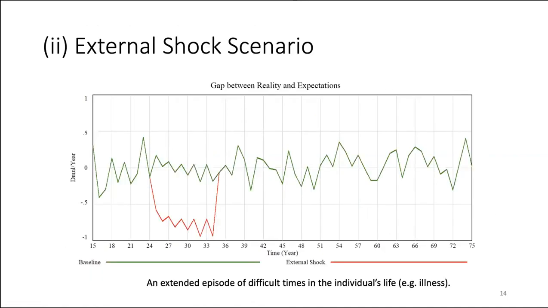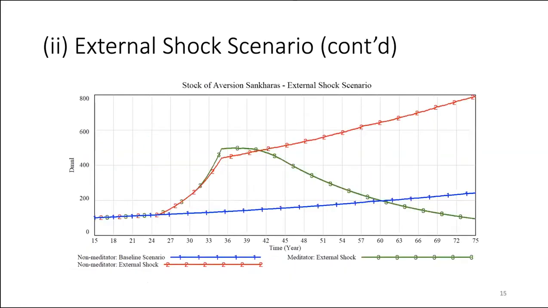Now, what would happen if there is an external shock to the individual? Let's say between the ages of 25 and 35, the person goes through an exceptionally difficult period in their lifetime, and I've formulated this assuming a substantial drop in the mean or expected value of the random distribution that I have for a gap between reality and expectations. And this could be thought of as a period of long-term illness, for example, in the person's lifetime.